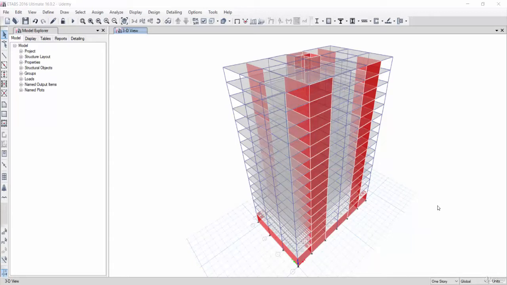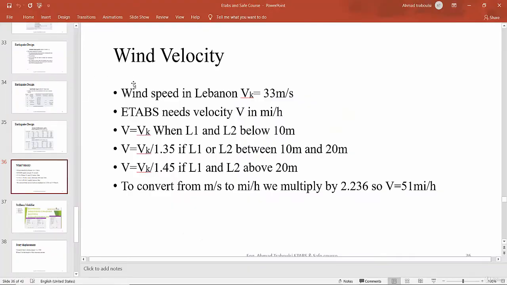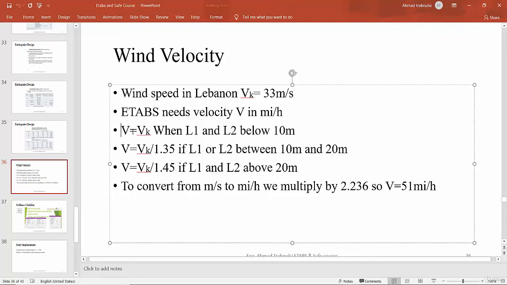Now in this lecture we want to define the wind load. We go to the PowerPoint, we show that wind speed in Lebanon equal Vk equal to 33 meter per second. ETABS needs velocity in mile per hour. And also there are conditions when we need to define the wind load.